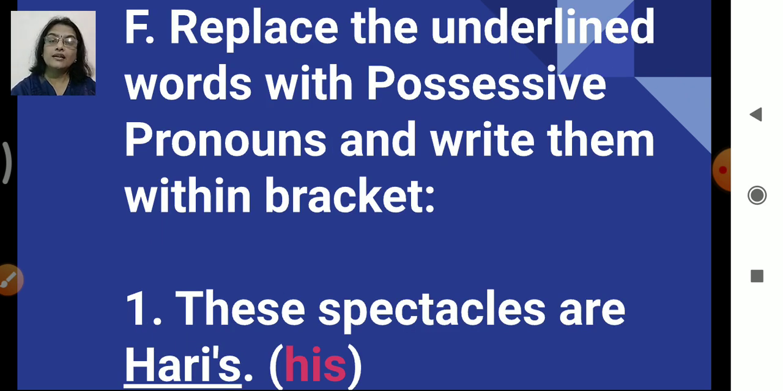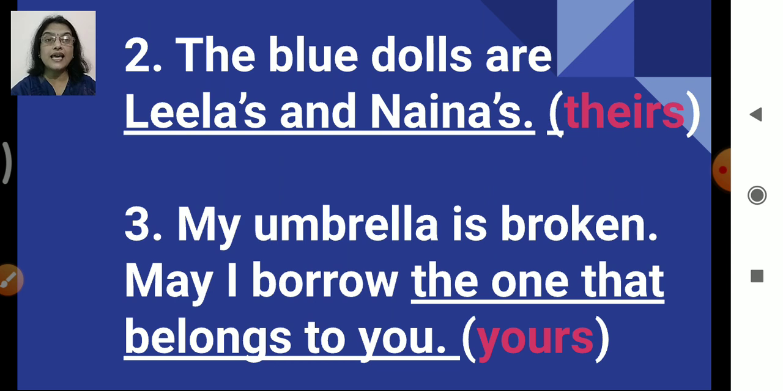Now, again the F exercise. Replace the underlined words with possessive pronouns and write them within brackets. Now here you can see, first one, these spectacles are Hari's. So in the bracket we are supposed to write the answer. So which possessive pronoun can we use here? His. These spectacles are his. The blue dolls are Leela's and Naina's. So the answer is theirs. The blue dolls are theirs. So instead of Leela's and Naina's, we'll use the possessive pronoun theirs.